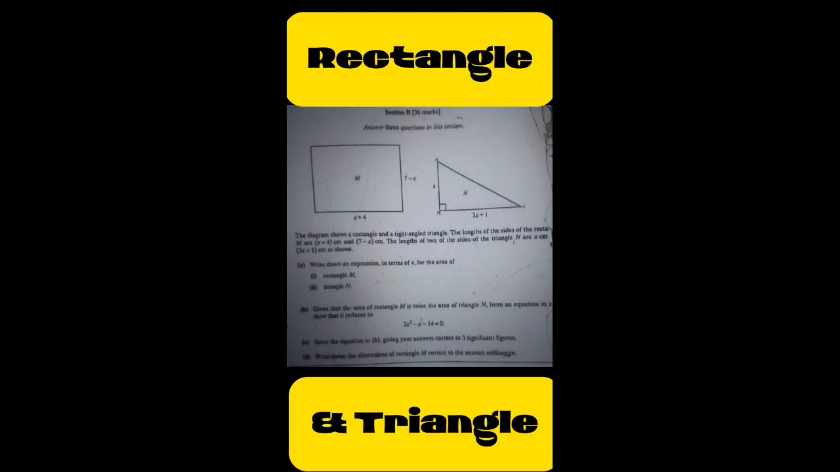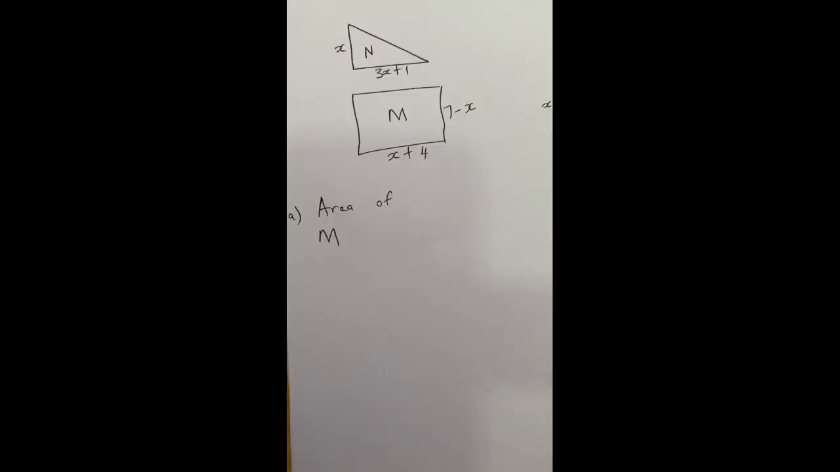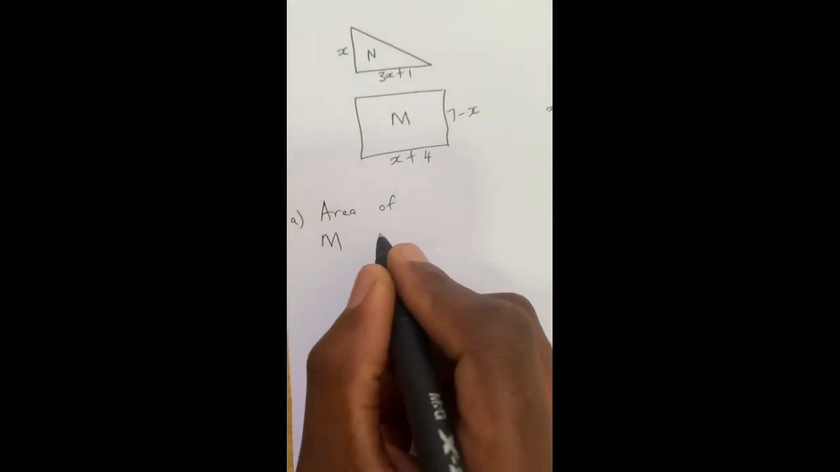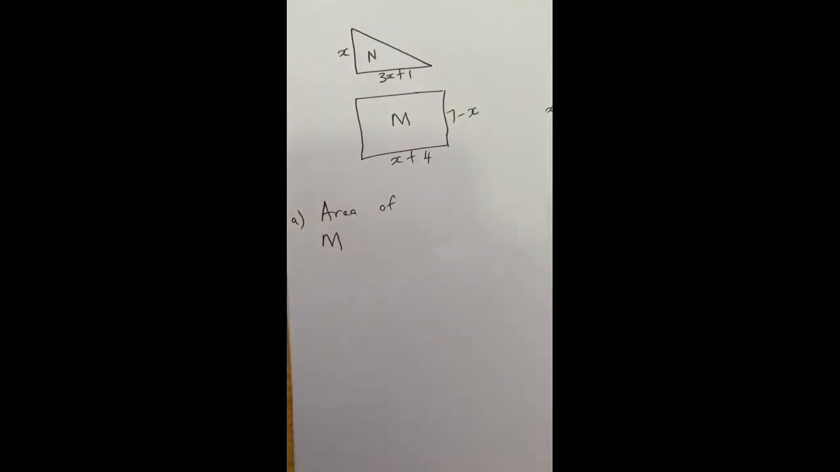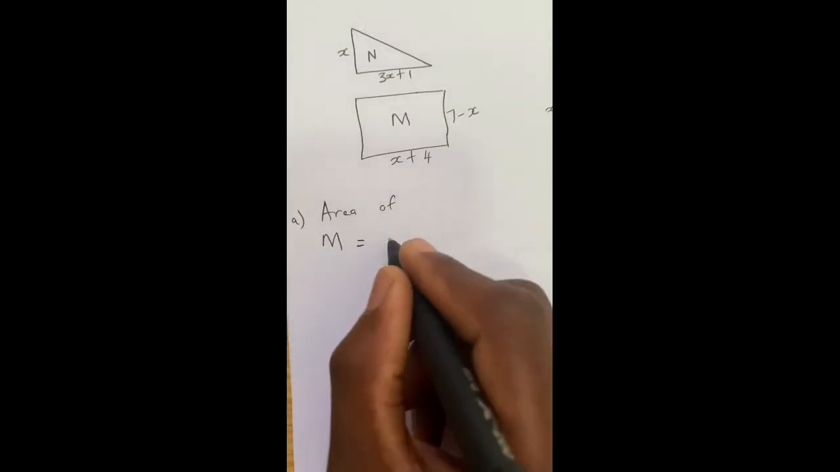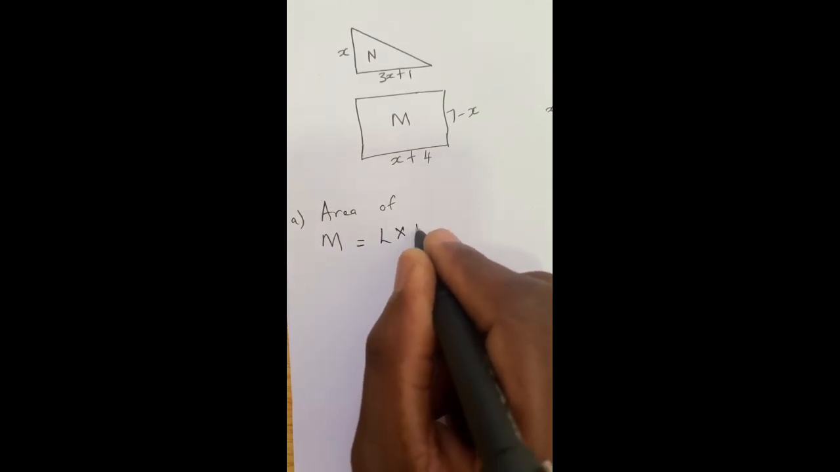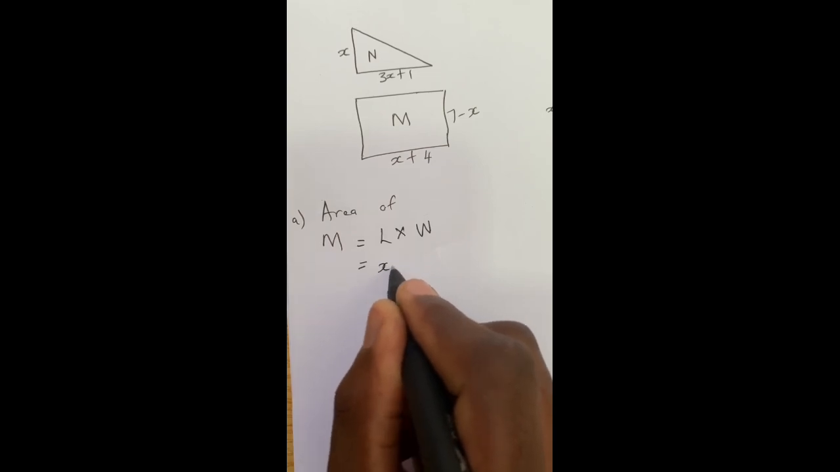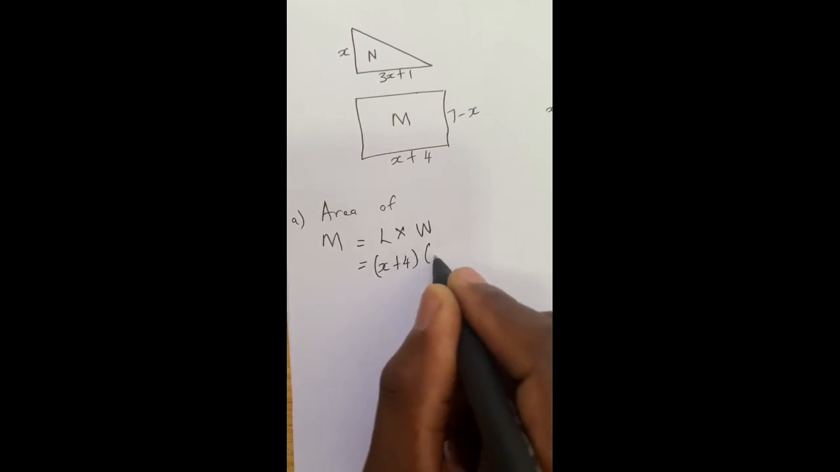Let's dive right into it. In this question, we are given two shapes. We have one which is a rectangle and another being a triangle. The first part requires us to calculate the area of the triangle and the area of the rectangle in terms of x. So the sides of the rectangle M are x plus 4 and 7 minus x. So to calculate the area, we say length multiplied by the width, which is equal to x plus 4 multiplied by 7 minus x.